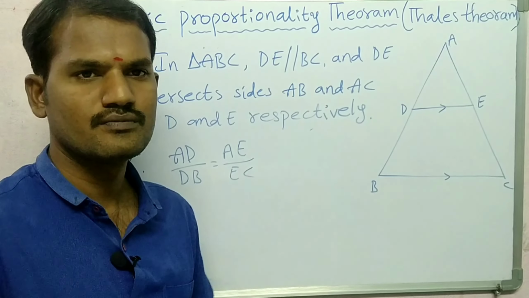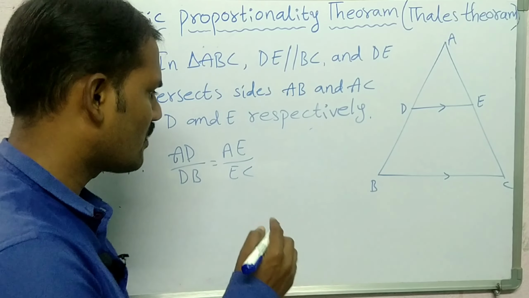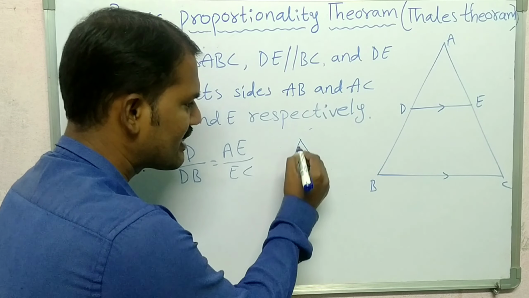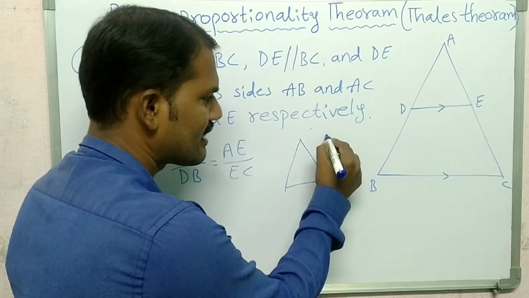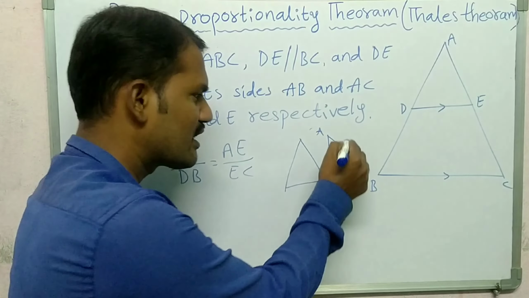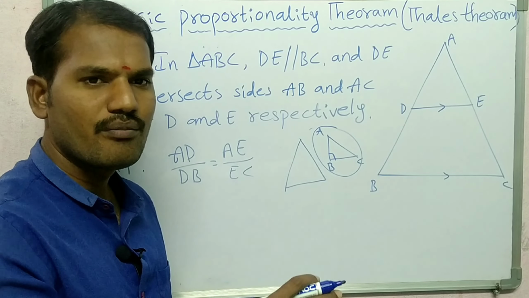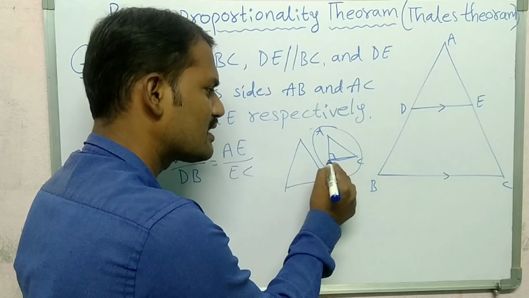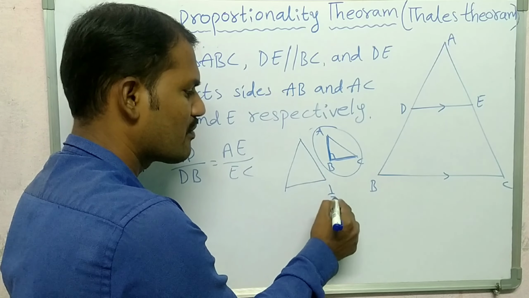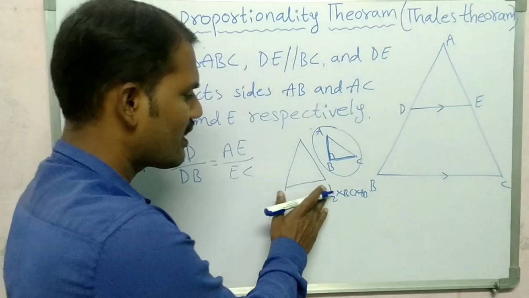Okay, let's see. Already we know, children, area of triangle equal to 1 by 2 of base into height. If we take a right angle triangle, this is a right angle triangle ABC, right angle at B. What is the area of this triangle? Area of triangle equal to 1 by 2 into base into height. Suppose here I am taking base BC, base is perpendicular to height AB. So 1 by 2 into BC into AB, 1 by 2 into base into height.